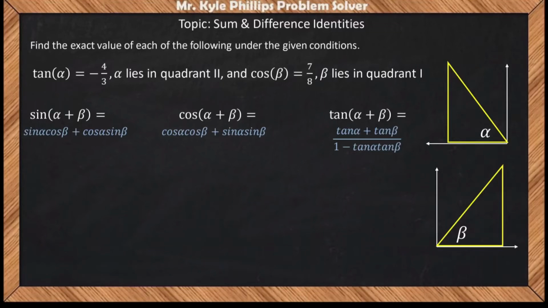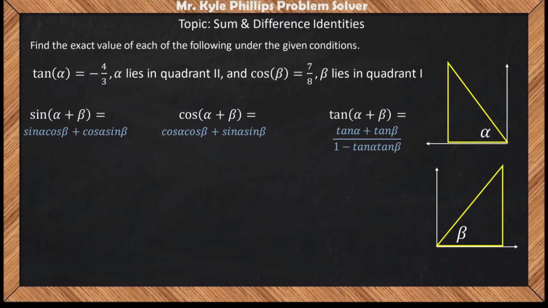Hey everybody, so in this video we're still going to be talking about sum and difference identities. The problem tells us that tangent of alpha is -4/3, alpha lies in quadrant 2, and cosine of beta is 7/8 and beta lies in quadrant 1. You'll notice over here on the right I have alpha lying in quadrant 2 and then right below it beta lying in quadrant 1.